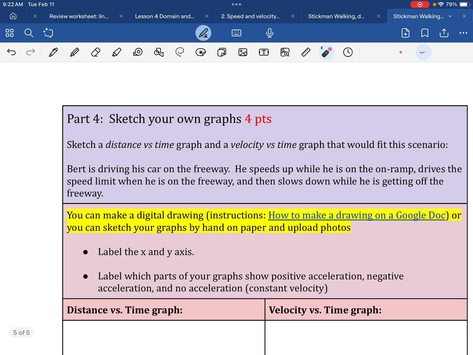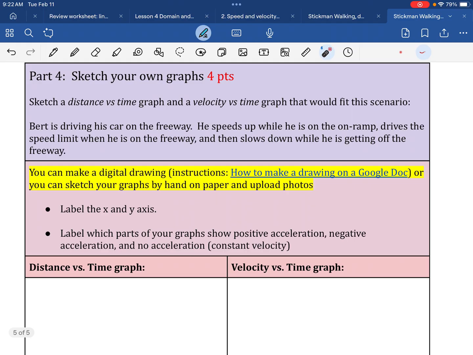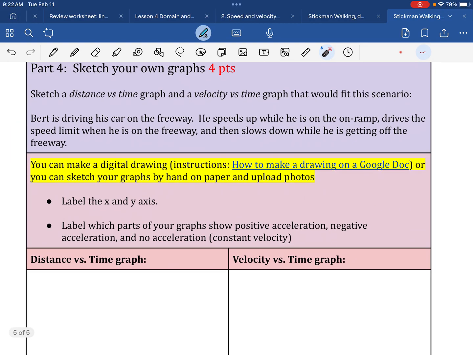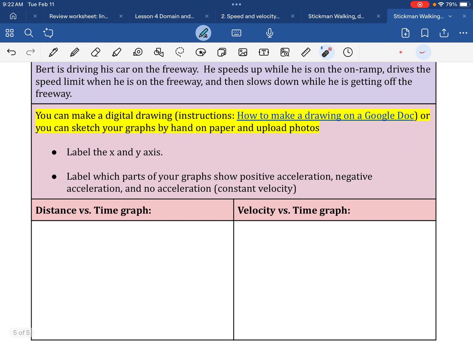Okay, and then we have part 4. This is sketching your own graphs. So you're going to make 2 different graphs. You're going to make a distance versus time graph and a velocity versus time graph that match this little scenario here. And so you can either use Google Docs to make a digital sketch, and here's instructions how to do a digital sketch on Google Docs. Or if you have another program that you want to do a digital sketch, or you can sketch it on paper, on a separate sheet of paper, and just paste photos right into here.